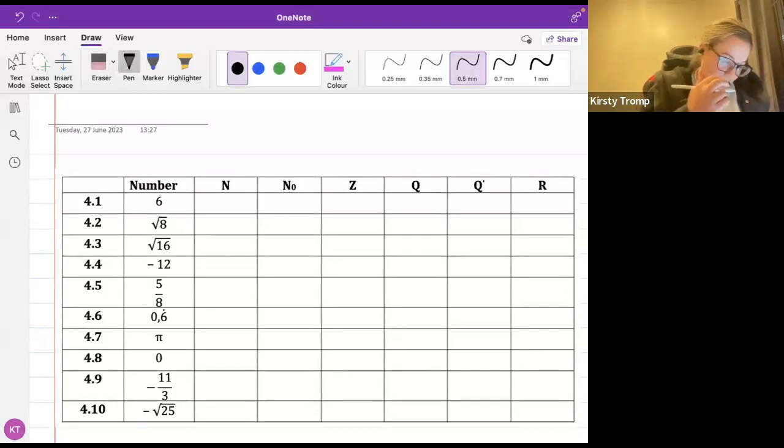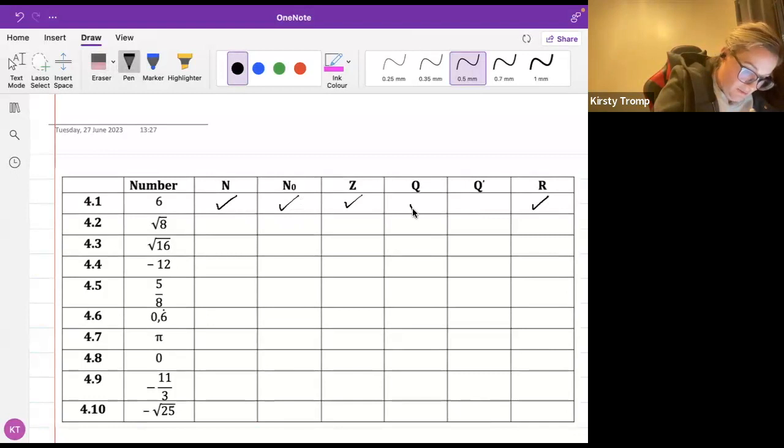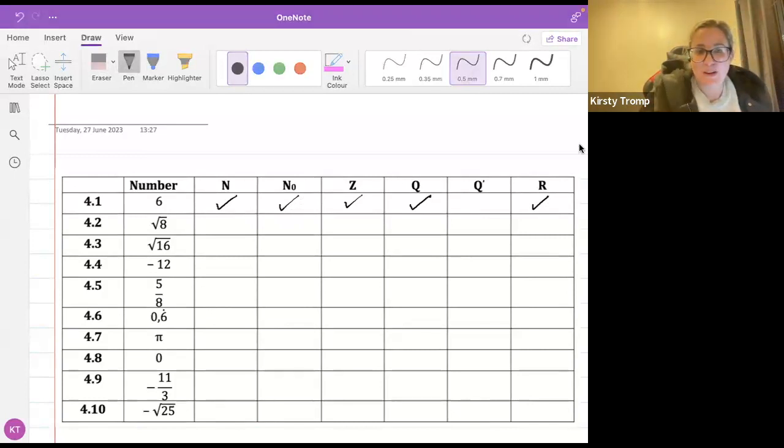Ma'am, so I say 6 is a natural number. Fantastic. It's a whole number. Good. It's an integer. Great. It's a real number. I mean, it's a rational number. Good. It's rational. Good. And it's real as well. Fantastic. Well done. Thank you so much. Pleasure, ma'am. Thanks, Tammy. That was a nice, easy one. Well done.